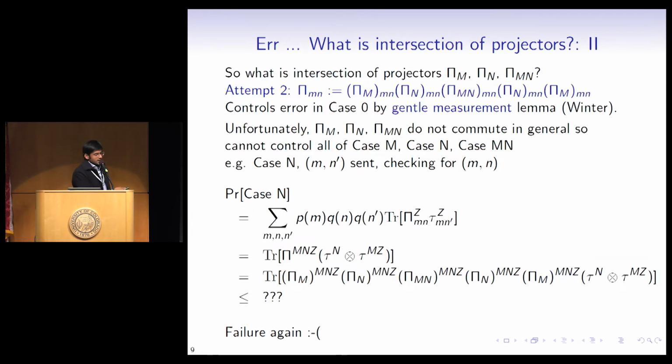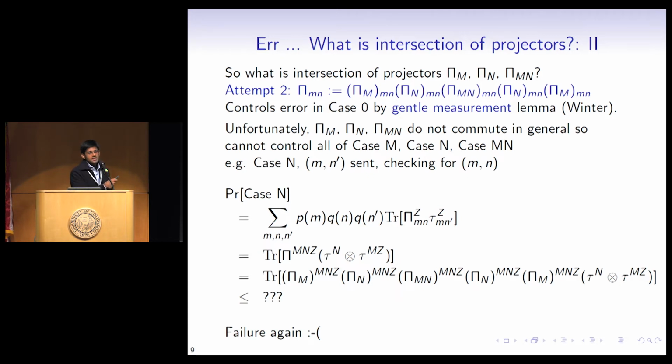Okay, so another attempt is, instead of considering the intersection, let's consider multiplying all the POVMs. So the decoding POVM Π, or the intersecting POVM Π, is the product of Π_m, Π_n, Π_mn, and Π_n, Π_m. So it can control the case 0 via the gentle measurement lemma of Winter. But let's see what happens in case n.